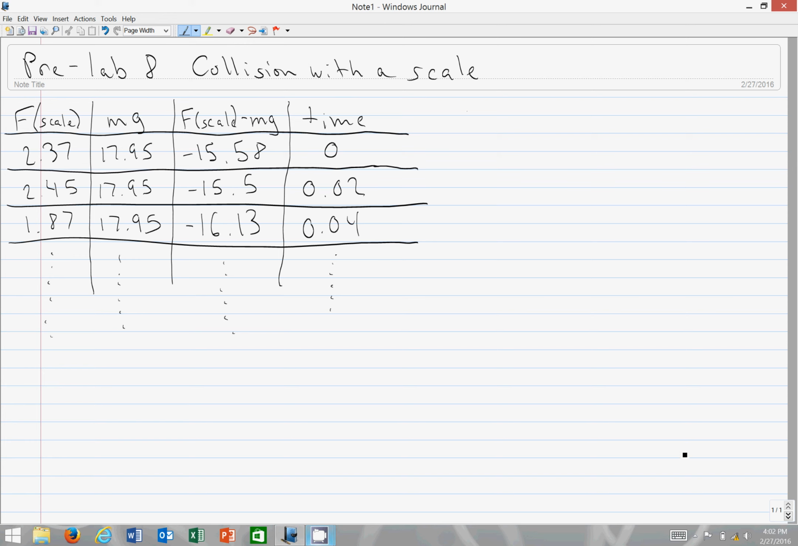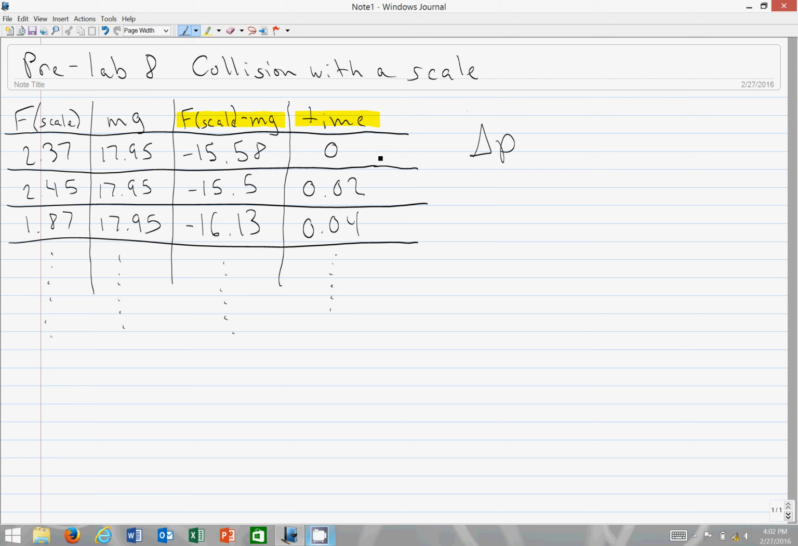In this video, we will be looking at pre-lab number 8, collision with a scale. Now, in our first section, we're asked to solve for our delta p, and I will do so by adding up all of the numbers here in my F scale minus mg, and multiplying that times my time, specifically the time interval between each step.